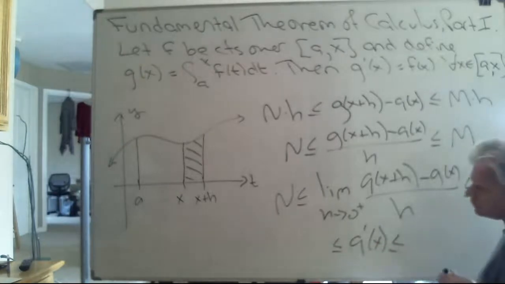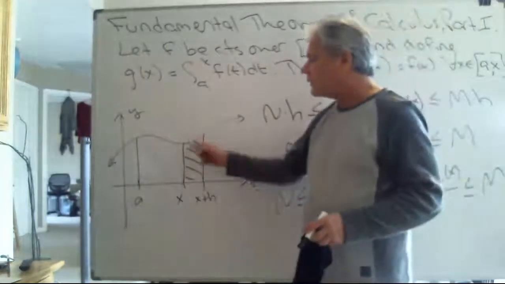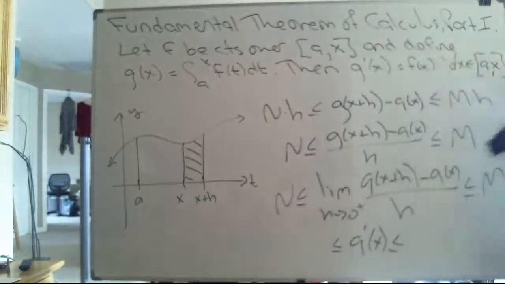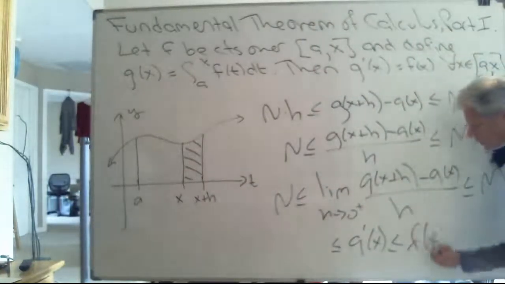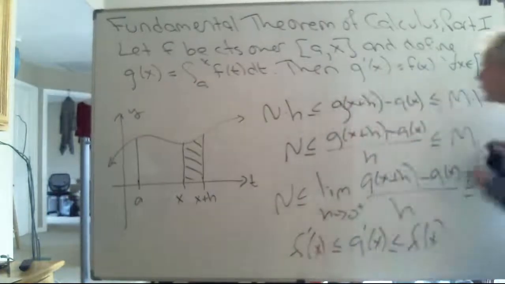But take a peek at my pretty picture. If h goes to 0, then I guess the only y value I really have is f of x. And so f of x ends up being an upper bound and a lower bound for g prime of x. Meaning, of course, I have just proven what I wanted to show.